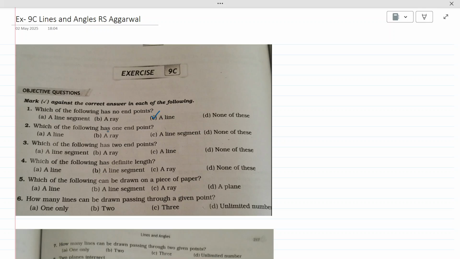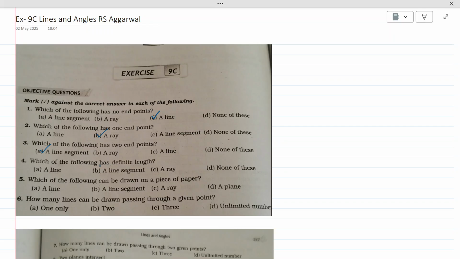Next is, which of the following has one endpoint? Like I said, a ray has one endpoint. So here our option will be B. Third one is, which of the following has two endpoints? And we know that a line segment has two fixed endpoints. So the answer will be option A.